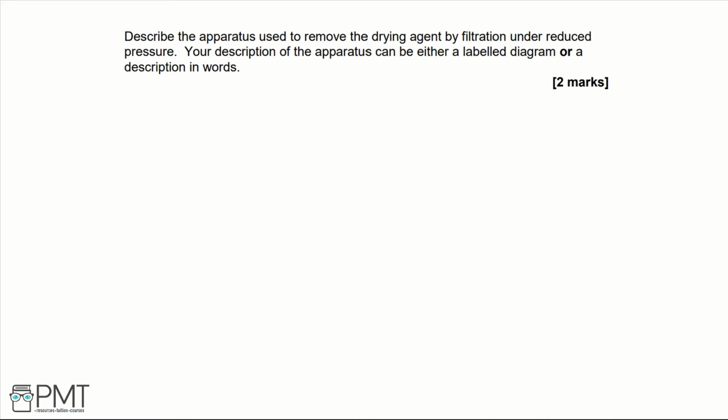Describe the apparatus used to remove the drying agent by filtration under reduced pressure. Your description of the apparatus can be either a labelled diagram or a description in words. So for this question, I'm going to draw the labelled diagram and then talk through how you would write the description if you didn't want to draw a labelled diagram. So we need to start with what's called a Buchner flask, and the key characteristic of a Buchner flask is that it's got a side arm, and this side arm is connected to a vacuum pump. So this is our first label, and then we're going to also label that it's a Buchner flask.